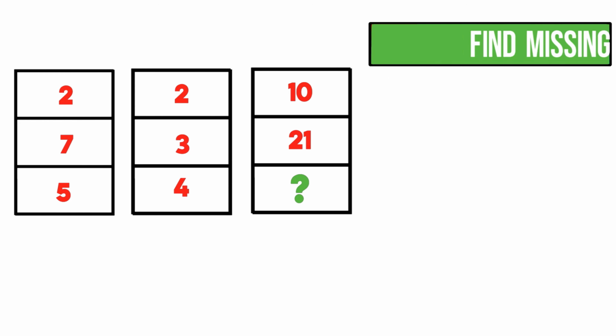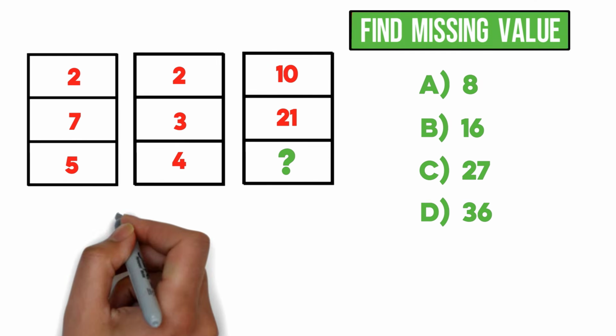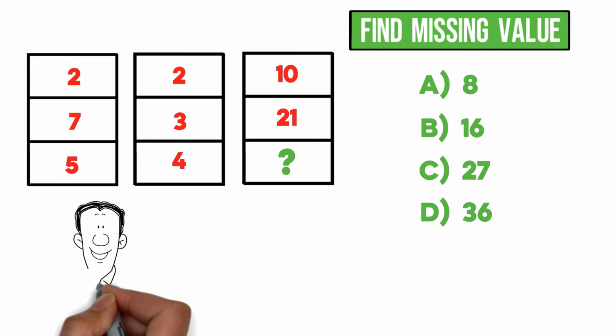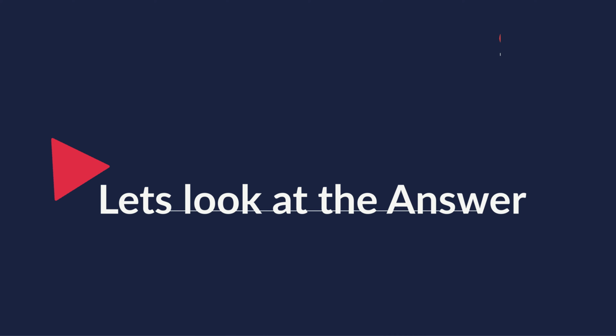You need to find the missing value, and you have 4 choices to choose from. Choice A, 8. Choice B, 16. Choice C, 27. And choice D, 36. Do you think you can recognize the missing value? Give yourself 5 to 10 seconds to see if you can come up with the answer. Did you figure out the solution?